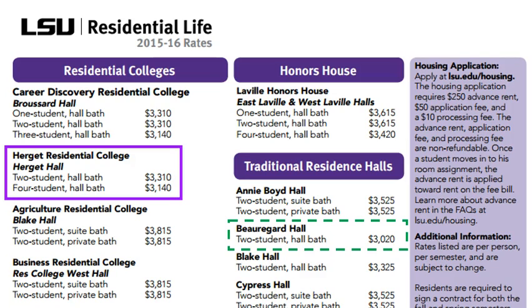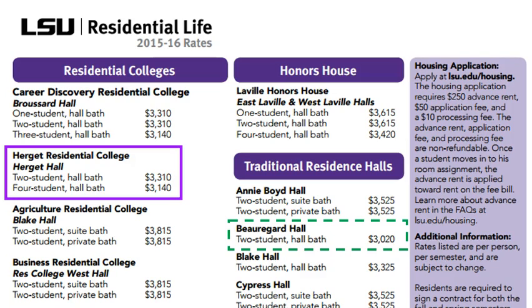I can see and look at the dorm highlighted with the dotted line in green. That's for Beauregard Hall. So if you are a student living in a 2-student room with a hall bath, the cost is $3,020 per semester, but the total for the year is $6,040. Okay, but in looking, you can see there are different totals.